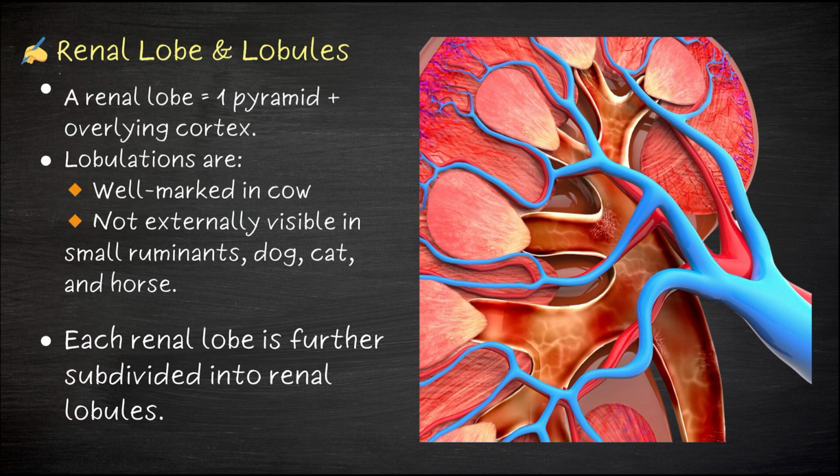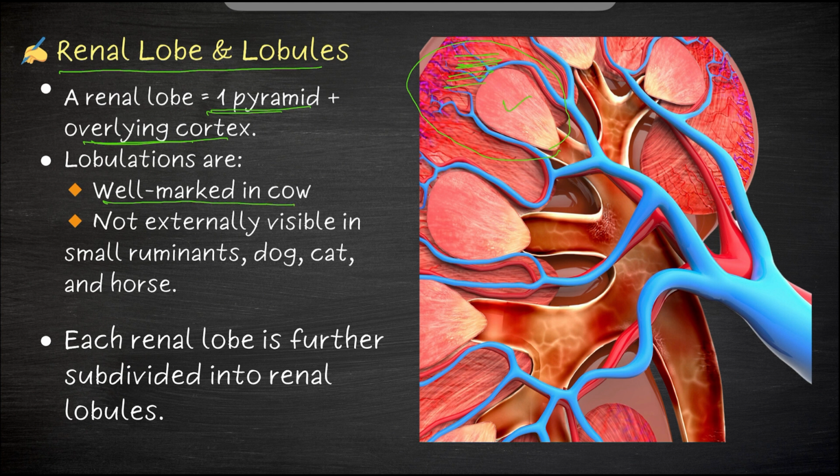Renal lobes and lobules. A renal lobe consists of what? One pyramid plus overlying cortex. For example, this is the renal pyramid, and this is the overlying cortex. So this whole structure is called the renal lobe, meaning one pyramid plus overlying cortex. These lobulations or lobes are well marked in the cow, but not externally visible in small ruminants, dog, cat and horse.